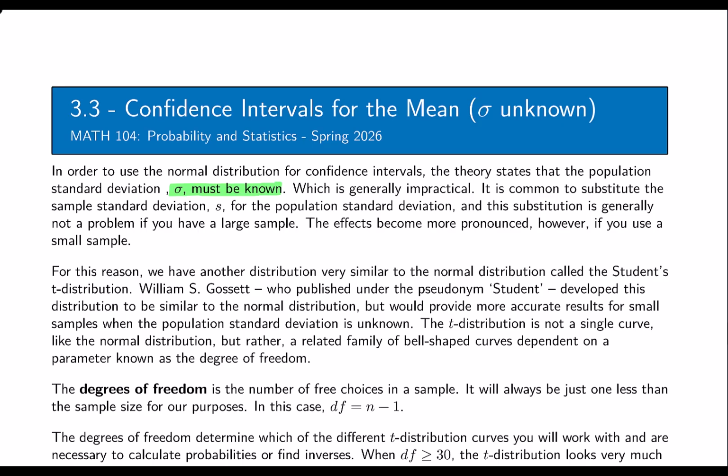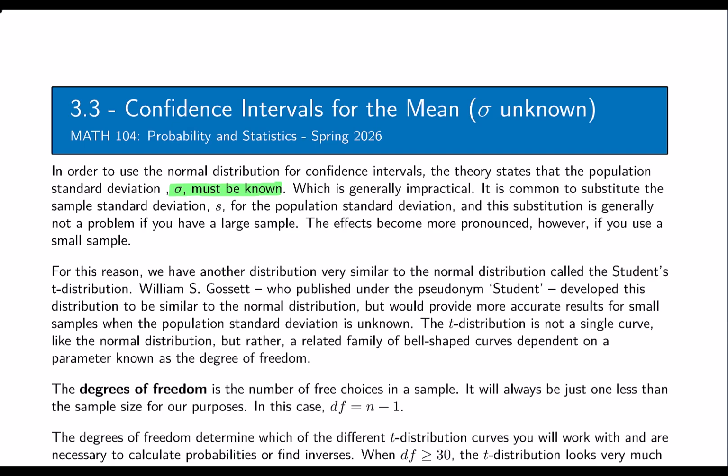So in reality, what many statisticians do is they substitute the sample standard deviation for the population standard deviation. And that's generally not really a problem as long as you have a large sample. If you've got a small sample, however, the effects of this problem become more pronounced, and using small samples can lead to very poor results for your confidence interval.